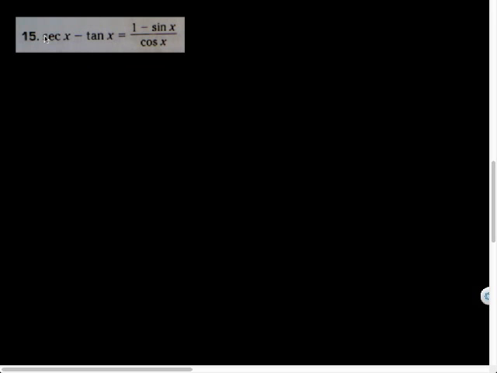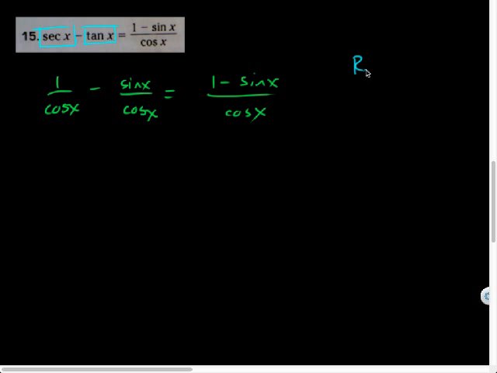But I think I'm actually going to use exactly the same identities. I'm going to go with replacing these in terms of their sine and cosine counterparts. So for secant x, that's going to be a reciprocal identity. That's the same as 1 over cos x. Tan x is the same as sine x over cos x equals 1 minus sine x over cos x. Right. So that was a reciprocal and a quotient identity.